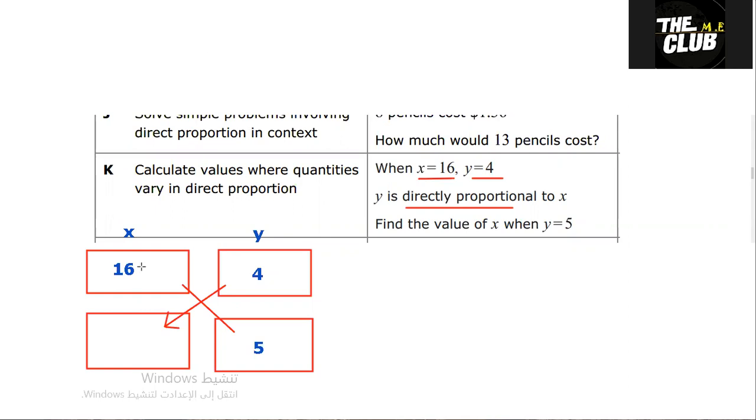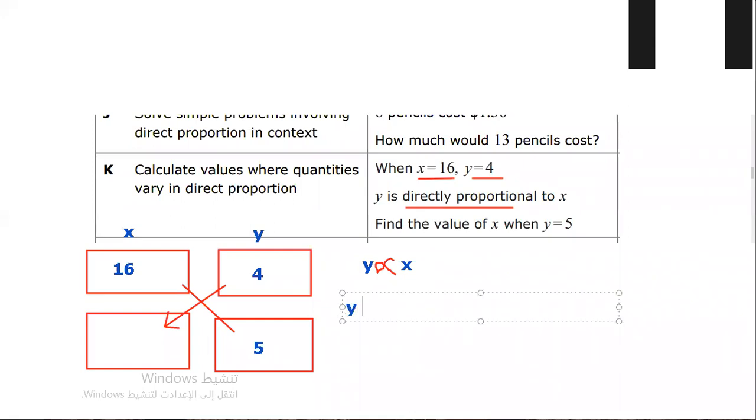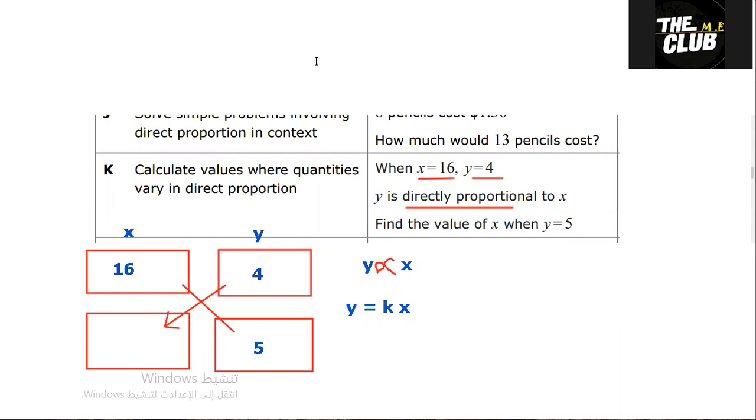So here we just multiply the 5 by the 16, and then we divide by the 4 to get this one. Now, they might ask you for the steps of direct proportion. I don't see this coming, but they might ask you for the steps, in which you say y is directly proportional to x. You write the direct proportion like this, and this sign means equals k. So you say y equals k multiplied by x.